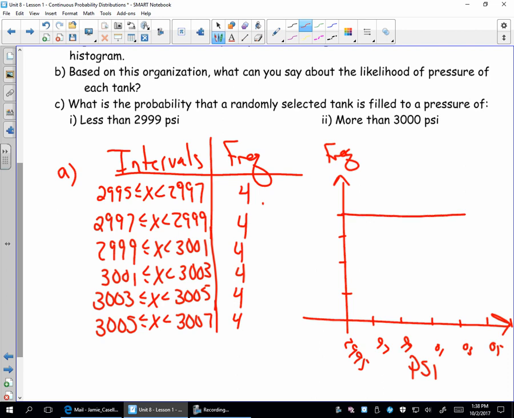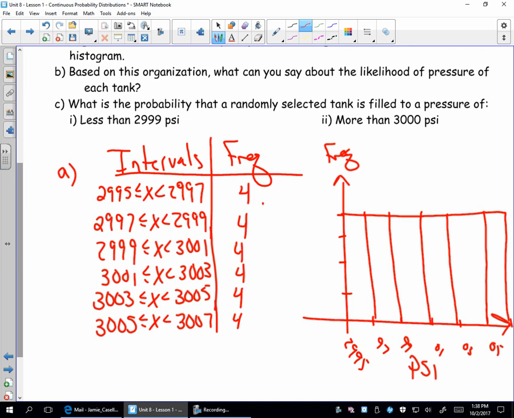Well, it turns out that when I do this one, every part is the same size. That's a uniform distribution. Each bar is the same size. The height across the top is the same. This is a uniform distribution.